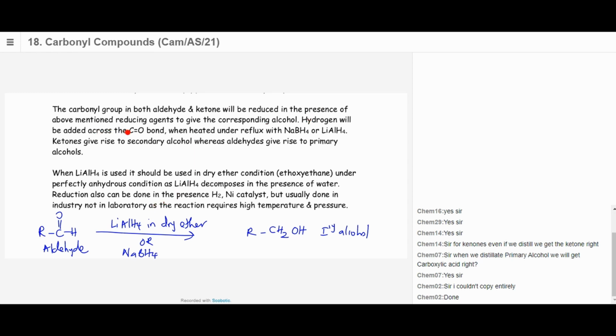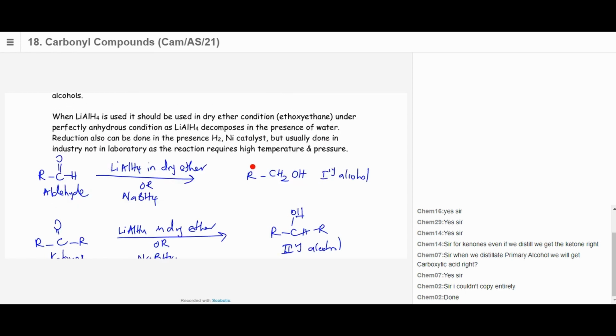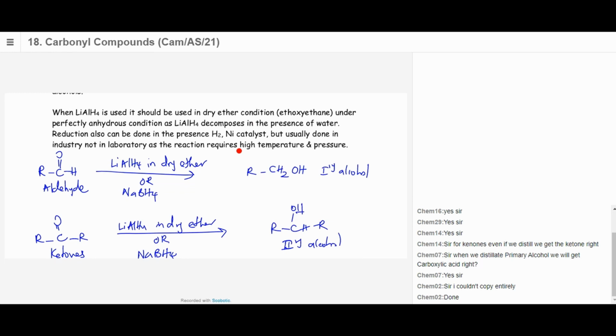Hydrogen will be added across the carbon oxygen double bond when heated under reflux with sodium borohydride or lithium aluminium hydride. Ketones give rise to secondary alcohols, whereas aldehydes give rise to primary alcohols. When lithium aluminium hydride is used, it should be used in dry ether conditions.